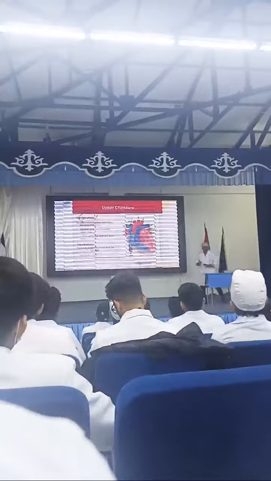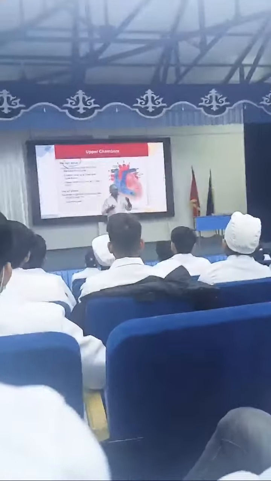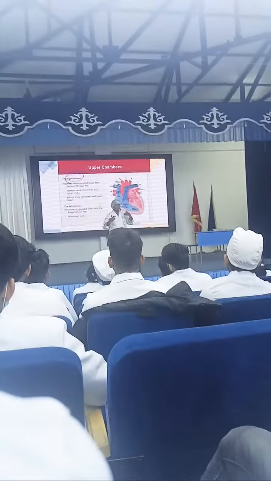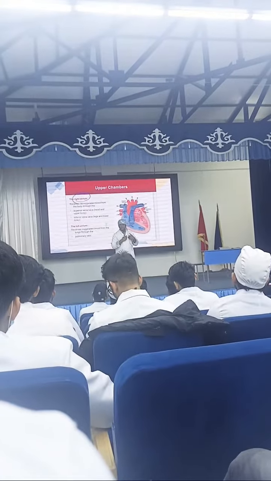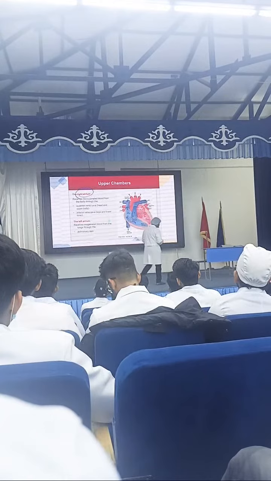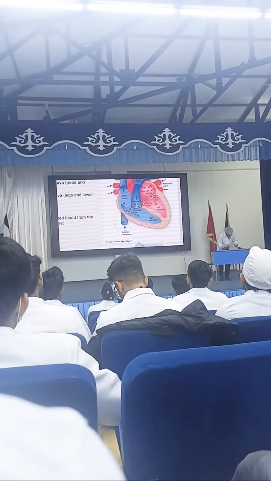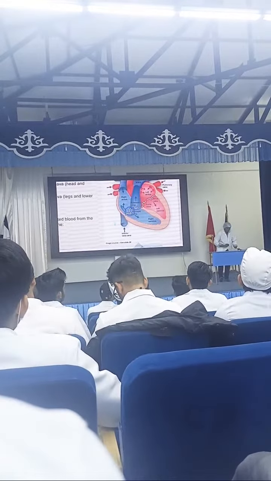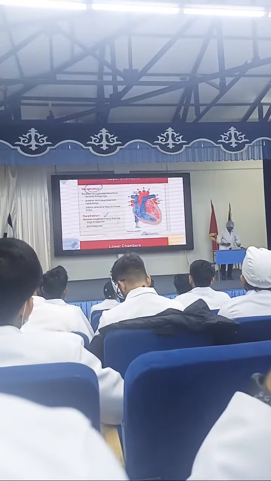So what is the function of the right atrium and what are the structures which will open into the right atrium? Superior vena cava from the upper half of the body, inferior vena cava from the lower half of the body, and that will enter into right atrium. And from the right atrium, the blood enters into right ventricle through which particular valve? So yes, this will be the tricuspid valve. Then followed by that, you have the left atrium.